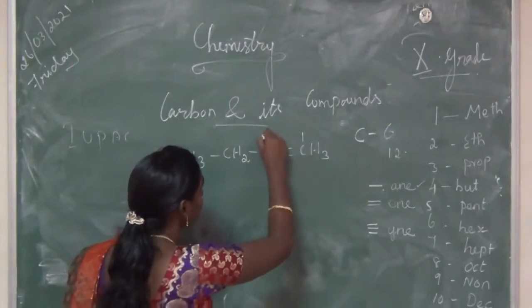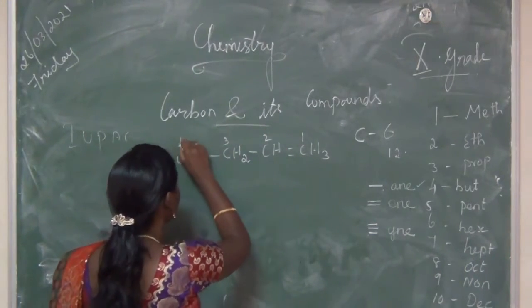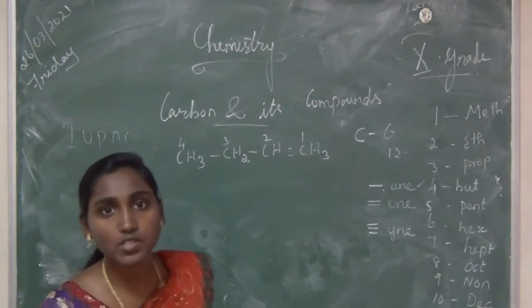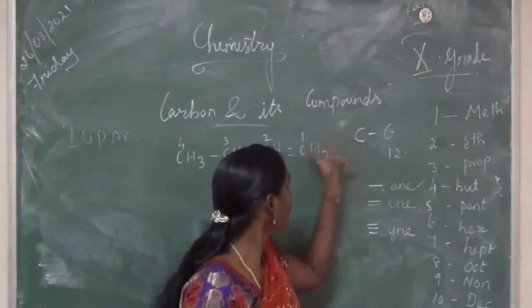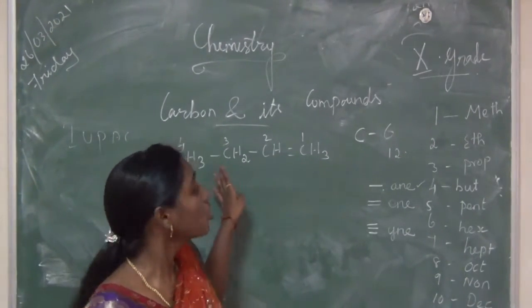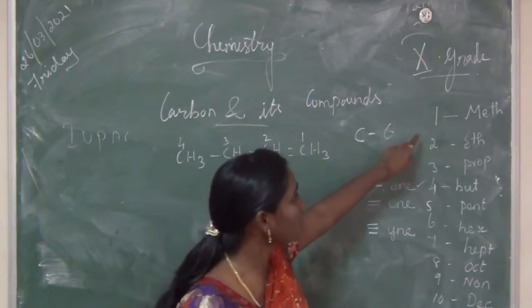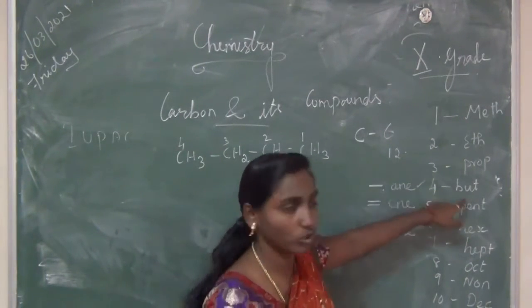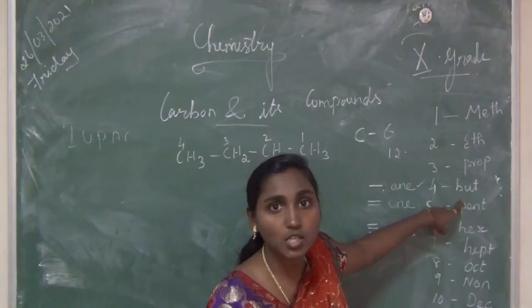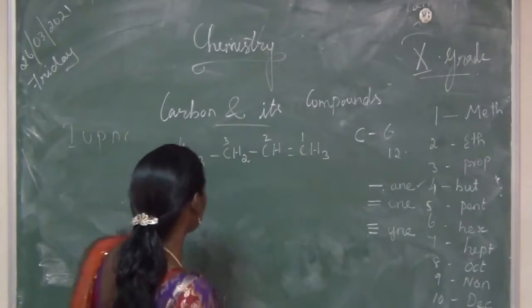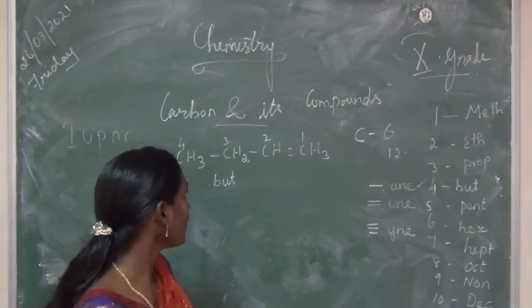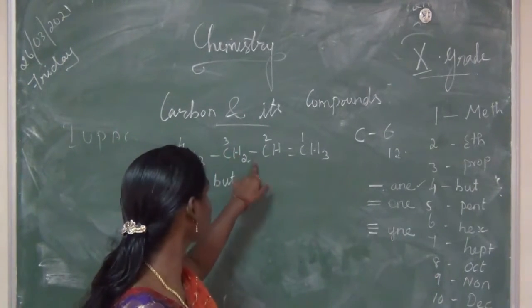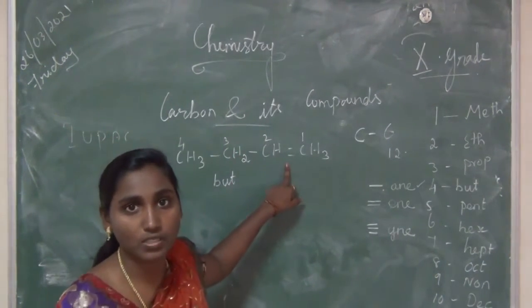So here 1, 2, 3, 4. How many carbon atoms are there? Can you say how many carbon atoms? 4 carbon atoms, right? So 4 carbon atoms means what is the root word? The root word is but. So you can write but. And how many bonds do you see here? A single bond, and here a double bond, right?